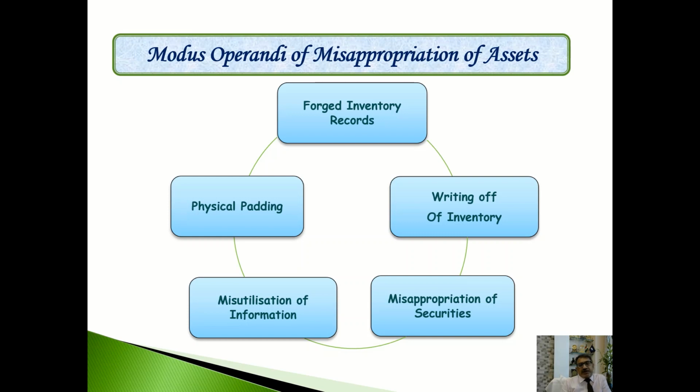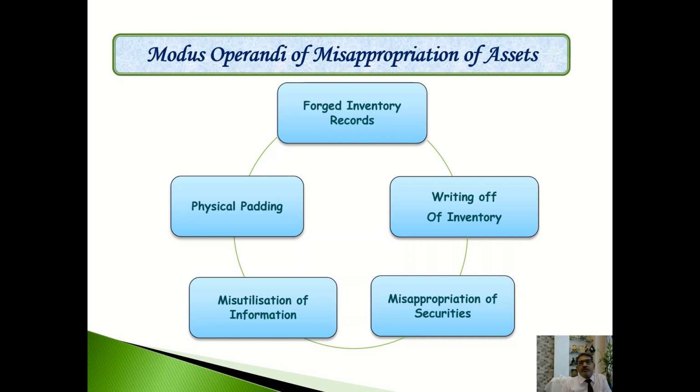Friends, in my last slide I discussed the techniques used by fraudsters to misappropriate the assets of the company. There are a few other techniques used by employees or employers to misappropriate the assets of an organization. The first is forced inventory reports. The perpetual inventory is matched with the actual inventory, and the difference between the actual inventory and the inventory shown in the books of accounts is adjusted in such a manner that no one can judge whether the goods are short or in excess in actual. This is the forced inventory report.